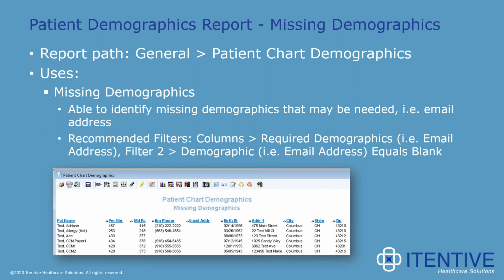So the first piece of configuration that I'd recommend would be to select the required demographics under the Columns tab. Next, under the Filter To tab, you can select that same demographic, so maybe email address in my example, or maybe a phone number, and you would choose equals blank. When I say equals blank, that's going to show me any patients that are missing that particular demographic.